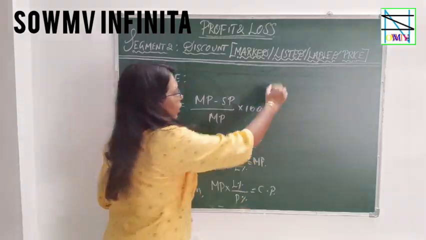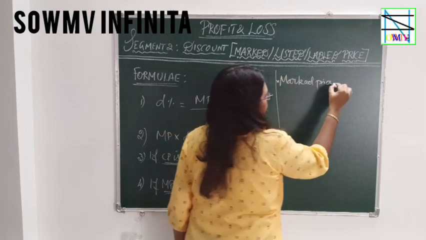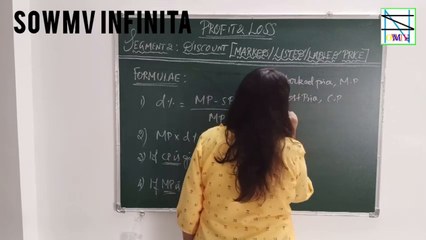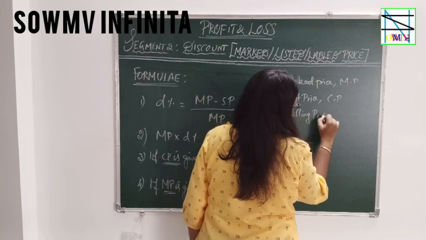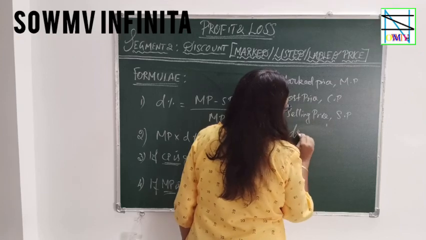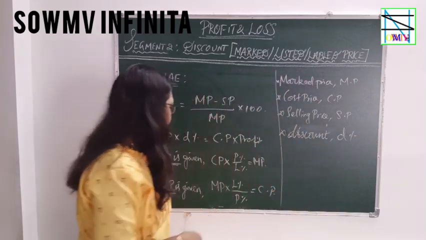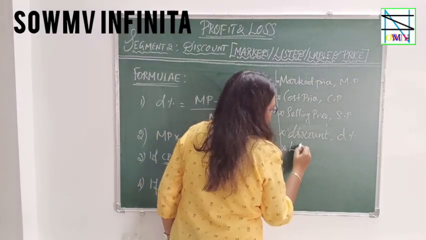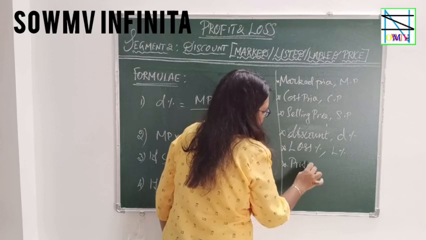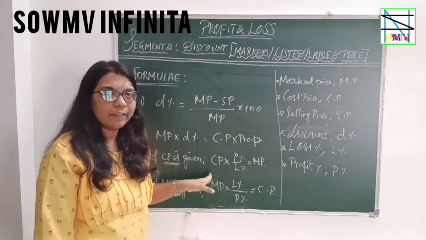So here the notations are: marked price is denoted as MP, cost price is denoted as CP, selling price is denoted as SP. D means discount, so discount is denoted as D percent. Loss percent is denoted as L percent. Profit percent is denoted as P percent. These are the things present in the discount formula.